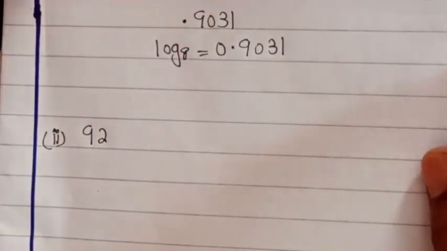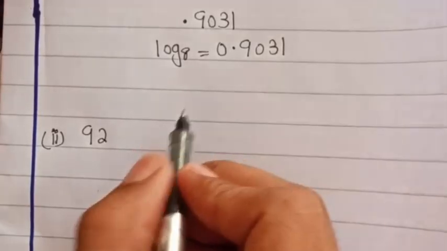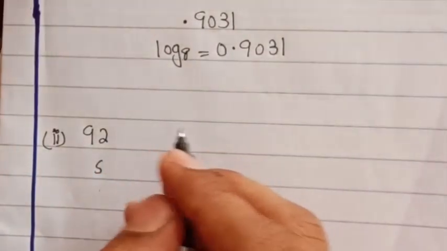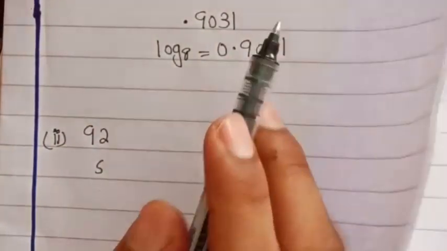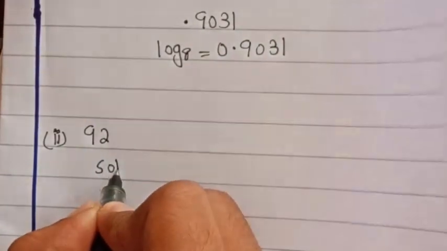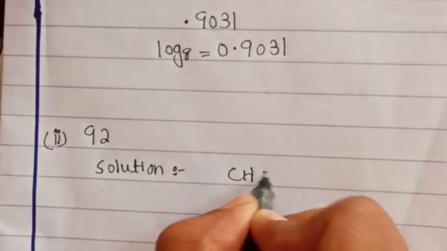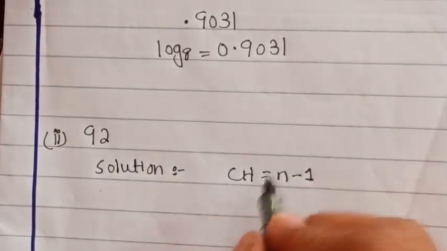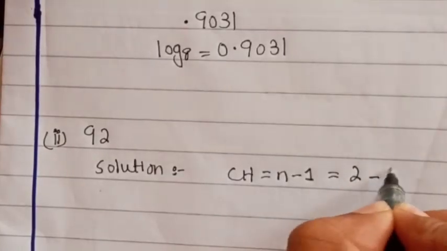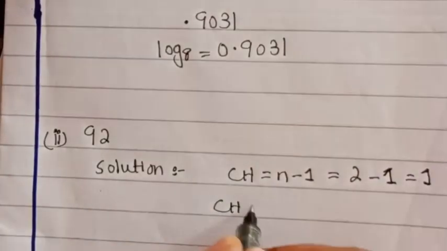Okay, now come to question number 2. The number is 92. I need to find out its logarithm, okay? First of all, what is the process step? The first step is to find the characteristic, using its formula. As you know, the characteristic is the integral part, or number part. Solution: suppose characteristic ch is equal to n minus 1. N is the number of digits. The number of digits is 2, okay? 2 minus 1 is 1. So my characteristic is 1.